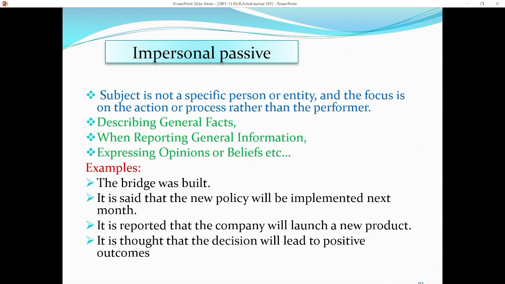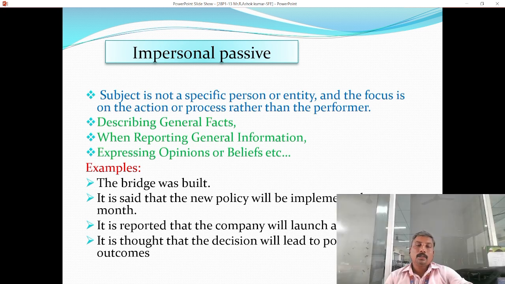Then next, impersonal passive. In impersonal passive, the subject is not a specific person or entity, and the focus is on the action or process rather than the performer. It may be describing general facts, reporting general information, or expressing opinions or beliefs, etc.